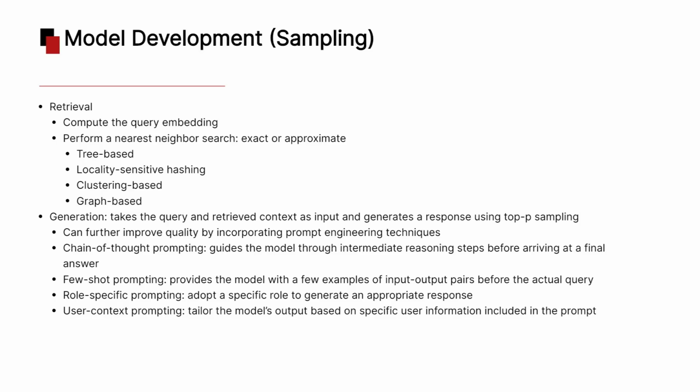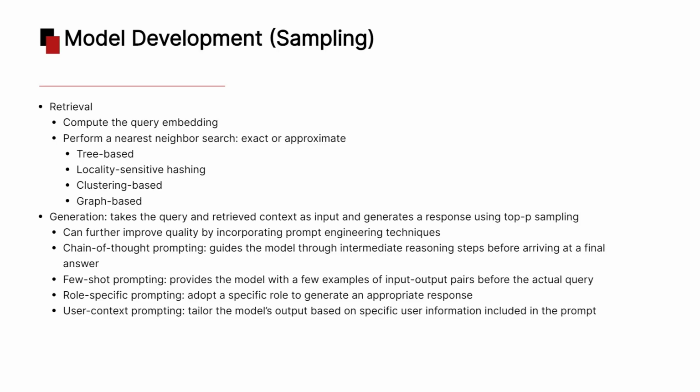This search can be executed using different algorithms such as tree-based methods, which organize data hierarchically for efficient search. Locality-sensitive hashing, LSH, which hashes similar items into the same buckets to speed up similarity queries. Clustering-based approaches that group data and narrow down search to relevant clusters. Graph-based methods that navigate connections between data points for retrieval.